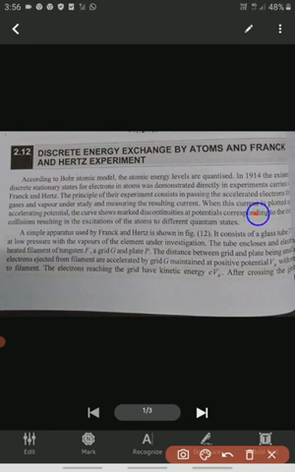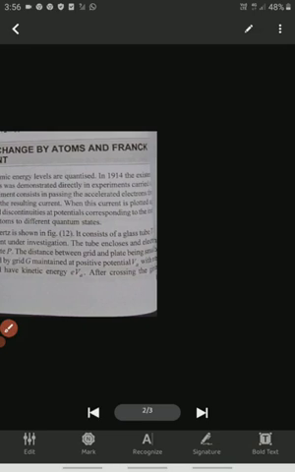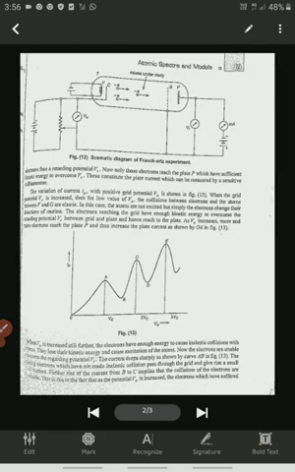Next we will plot the accelerating potential against the electron current. First we take the current versus potential graph. This graph shows some discontinuities at certain potentials. Next I will explain. First we will see the apparatus and the experiment, and after that I will discuss the discontinuities in the curve.